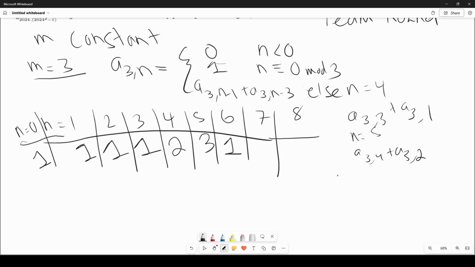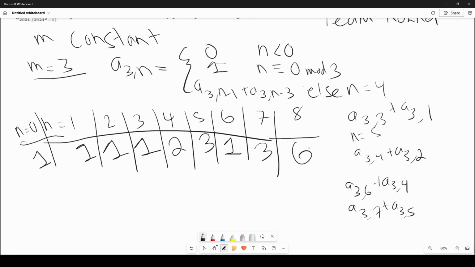Now, n equals 7. That's going to be a_{3,6} plus a_{3,4}. a_{3,6} is 1, a_{3,4} is 2, so our sum is 3. Finally, n equals 8 is a_{3,7} plus a_{3,5}. a_{3,7} is 3, and a_{3,5} is also 3, so we get 6.